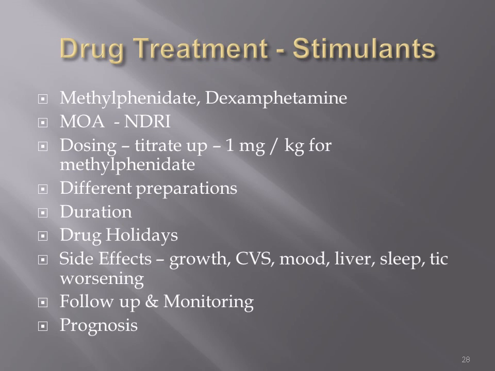Follow up and monitoring. So you see the child when you initiate the medication, you titrate the dose, and you see the child every few weeks, every 3 months, and finally you see them in the ADHD clinic every 6 months once they are settled. And prognosis, we have already discussed that some of the children may go into the adult ADHD. Remember that adult ADHD also has its origins in childhood and at least before the age of 12.